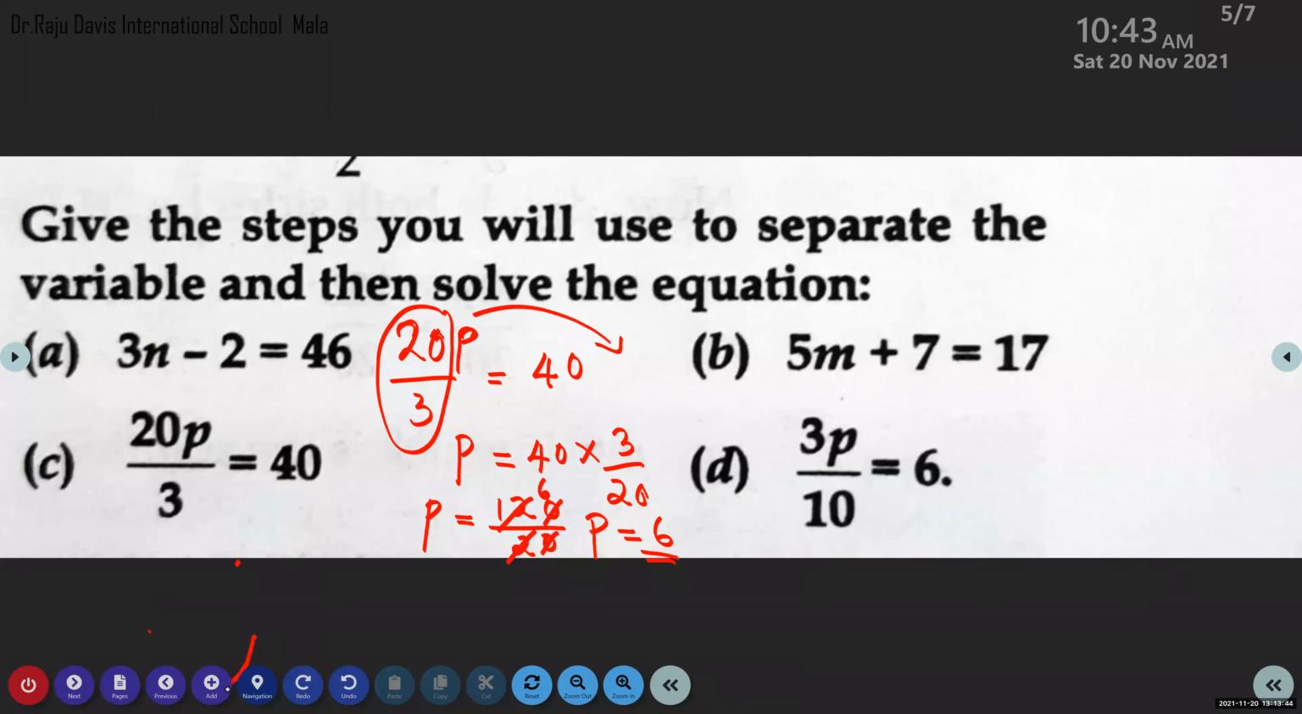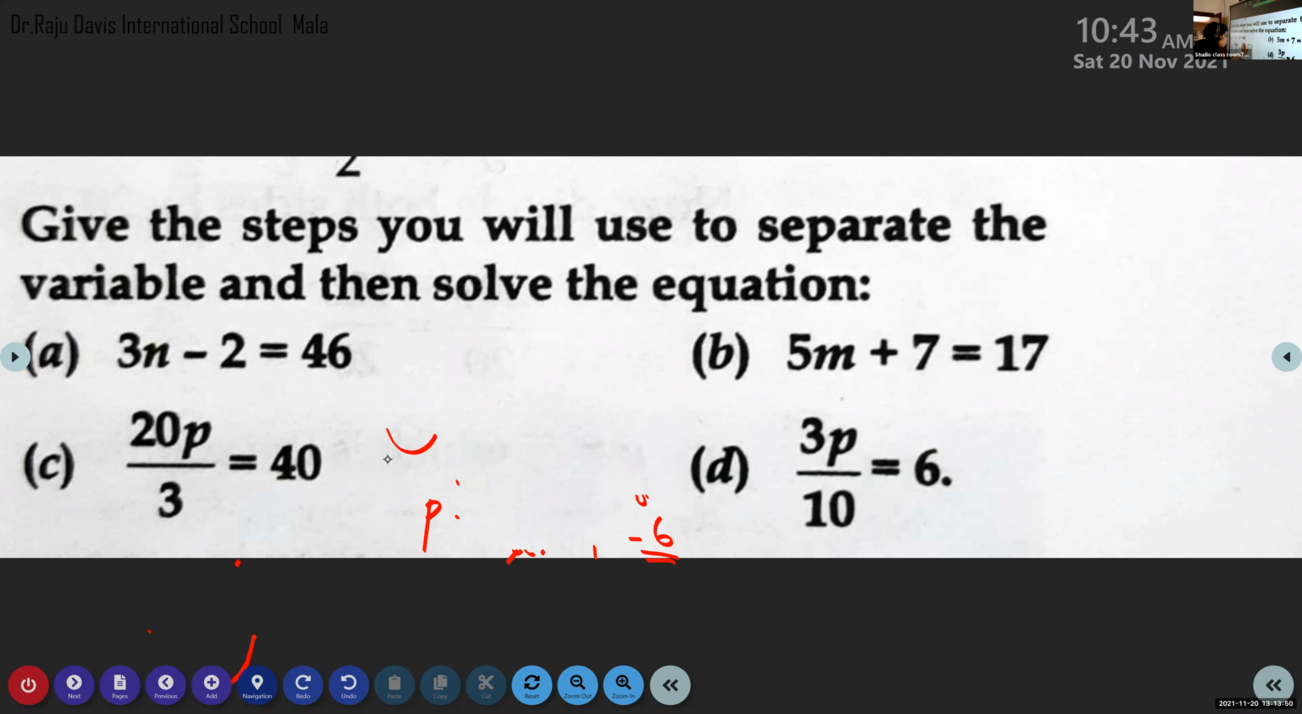Understood? No, ma'am. No. This one, did you understand? Not the cross checking, whatever I have done here. Who said no? Please come. I will teach you. 20p by 3. Yes, ma'am.